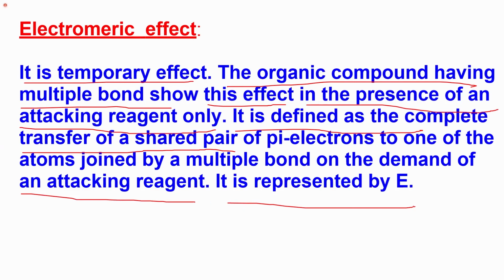So what is the electromeric effect? It is a temporary effect. The organic compound having a multiple bond shows this effect in the presence of an attacking reagent only. It is defined as the complete transfer of a shared pair of pi electrons to one of the atoms joined by a multiple bond on the demand of an attacking reagent. It is represented by E. This is important: the electromeric effect is represented by E.